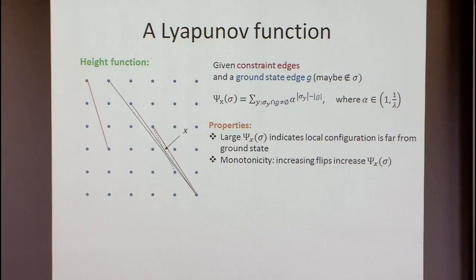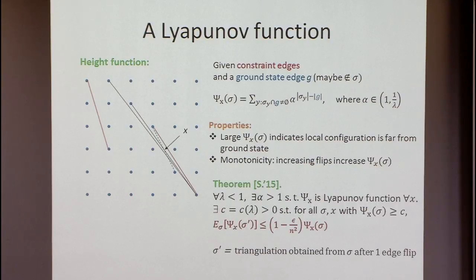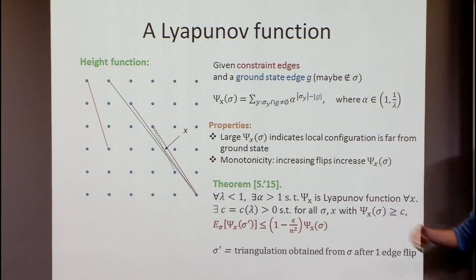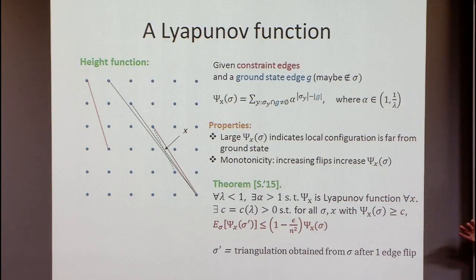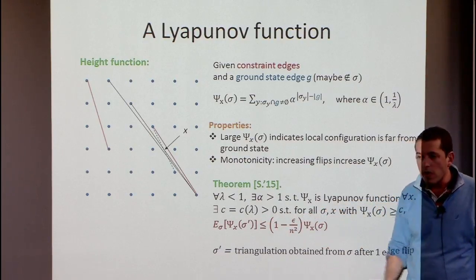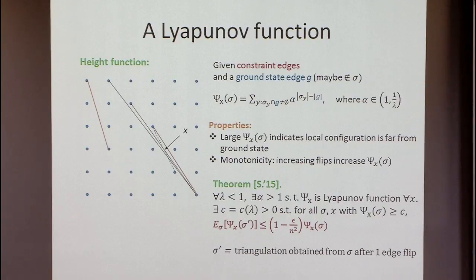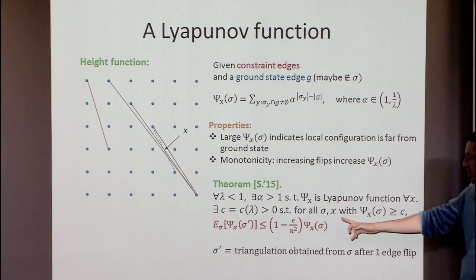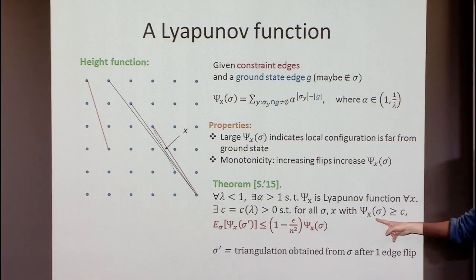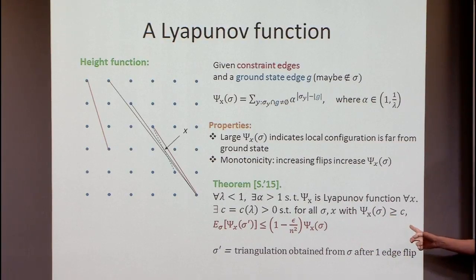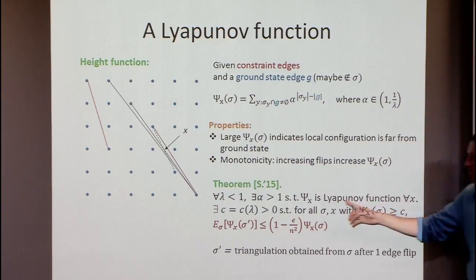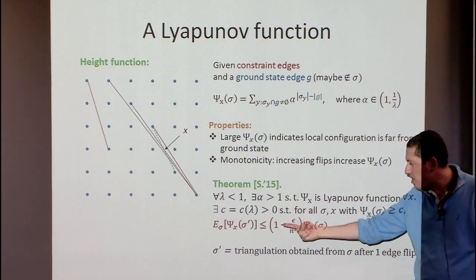And let me just state the theorem for this Lyapunov function. The theorem is the following. For any lambda smaller than 1, you can find an alpha bigger than 1 such that this function is a Lyapunov function for every x. This means that there exists a constant c depending only on lambda, such that for all triangulations sigma and all midpoints x, if the function at x is bigger than c, then after one step of the Markov chain, the expected value of the function decreases.